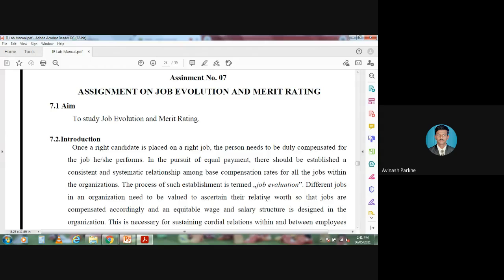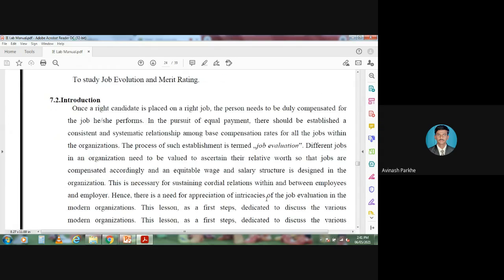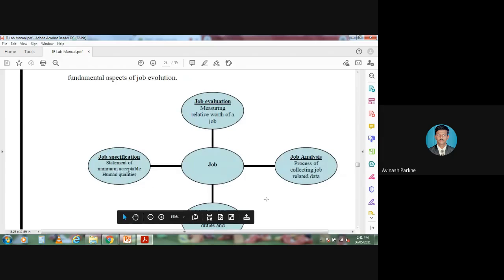Whatever we have discussed in chapter number 6, the same things are given in this assignment number 7. What is meant by job evaluation, what is meant by merit rating, which methods are used for job evaluation, what are its objectives, which methods are used for merit rating. All this explanation is given in that chapter. Also the job evaluation procedure we discussed is represented in this chapter, so I will not explain those things again.